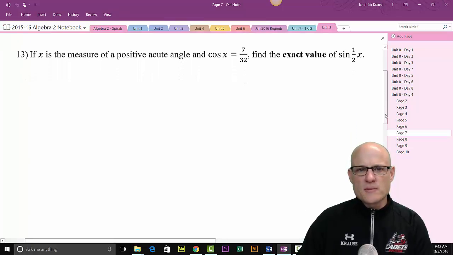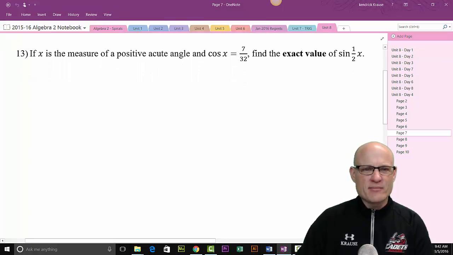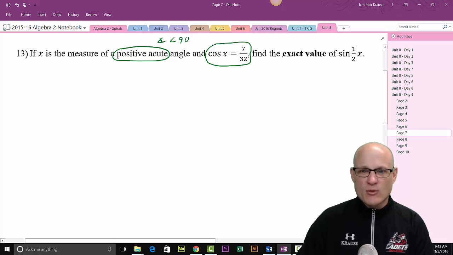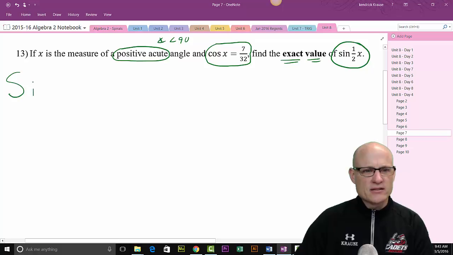So x is the measure of a positive acute angle. Okay, so x is acute. That means it's less than 90 degrees, right? I know that the cosine of x is equal to this. I want the exact value of the sine of 1/2 x.